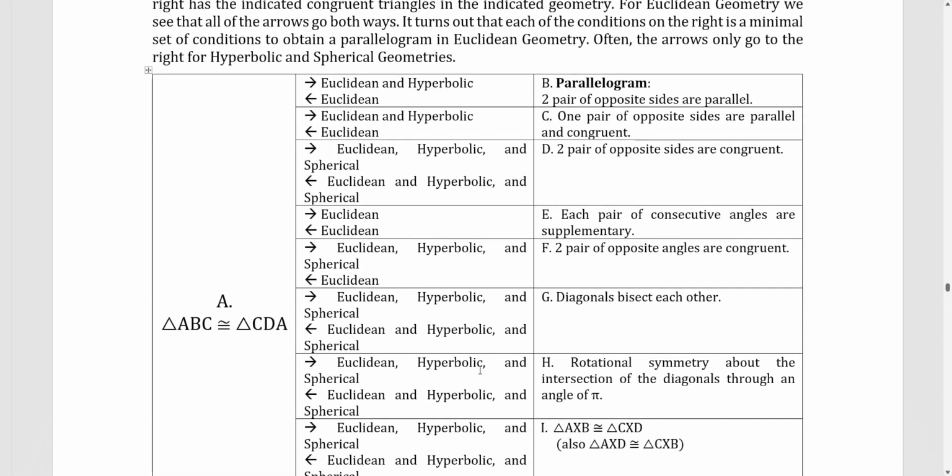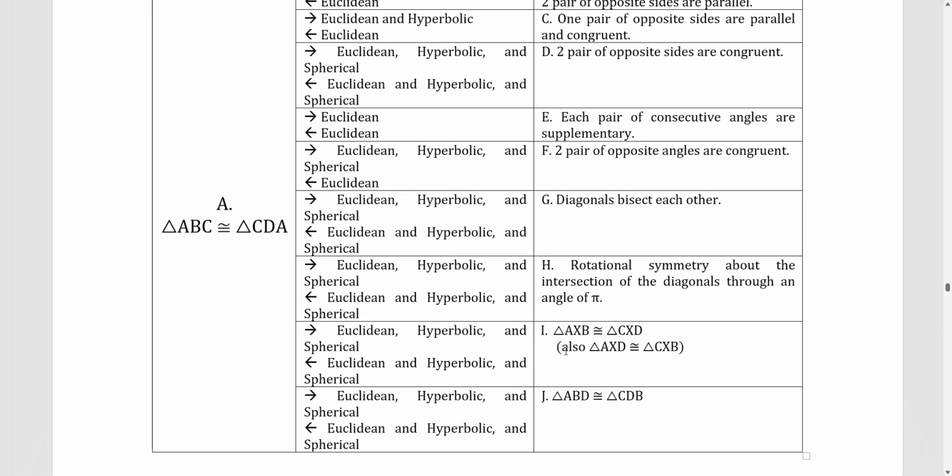So let's just review. We've proved that if triangle ABC is congruent to triangle CDA, we get a quadrilateral ABCD, then both pairs of opposite sides are parallel, so it's a parallelogram. One pair of opposite sides are parallel and congruent. Two pairs of opposite sides are congruent. Each pair of consecutive angles are supplementary. Two pairs of opposite angles are congruent. The diagonals bisect each other. We have rotational symmetry about the intersection of the diagonals through an angle of pi.